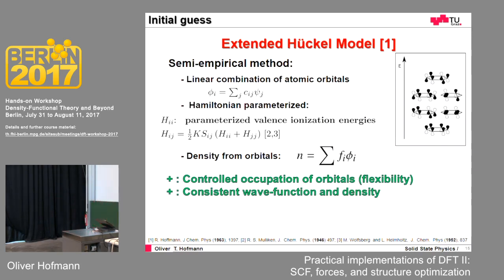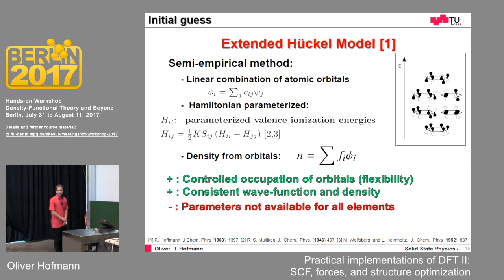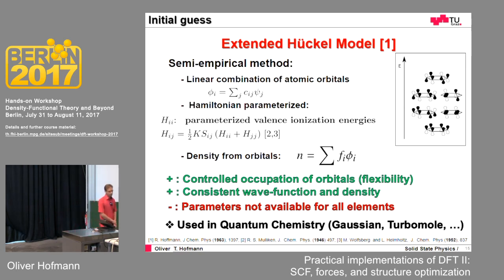That's actually, in my opinion, a very nice method, because you have a controlled occupation of the orbitals. So it gives you a lot of flexibility. And it directly gives you a consistent wave function and electron density. The reason why it's often not done is because there are just no parameters available for all possible elements, or at least that used to be the case. Maybe that has changed by now. And as I've said before, it is in fact used in systems that focus on elements for which parameters are available. So if you do something organic, that's done in quantum chemistry.